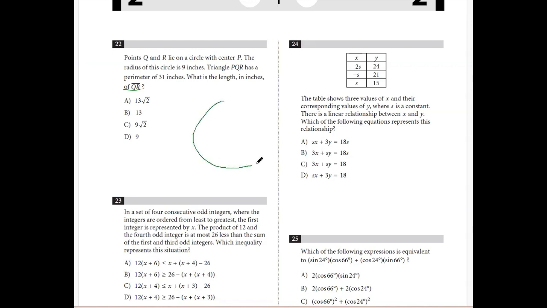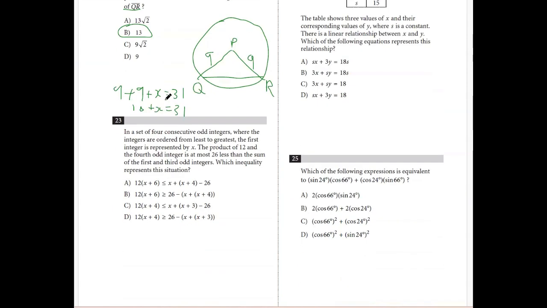Since this is a geometry problem, I'm going to go ahead and draw out the circle. We have Q, R, and we have P here, P as the center. The radius of the circle is 9 inches, so we have 9 and 9. And the perimeter is 31 inches. So 9 plus 9 plus x is equal to 31. This becomes 18, so 18 plus x is 31. x obviously needs to be 13. So B is the correct answer choice here.